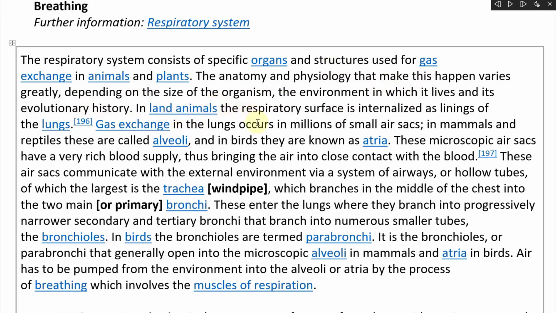Yes, in land animals, the respiratory surface is internalized as linings of the lungs. And gas exchange in the lungs occurs in millions of small air sacs. That's interesting. Millions of small air sacs. In mammals and reptiles, these are called alveoli. And in birds, they are known as atria. So alveoli and atria.